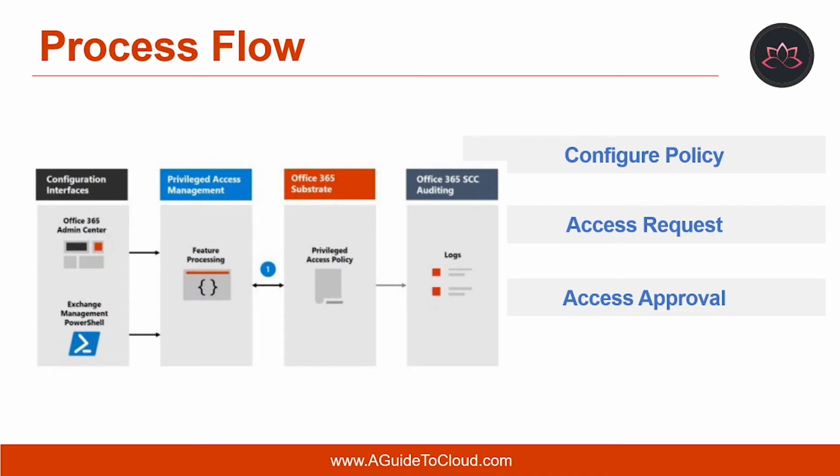And the fourth and final step is access processing. For an approved request, the task is processed by Exchange Management Run Space. The approval is checked against the privileged access policy and processed by the Office 365 substrate. All activity for the task is logged in the Office 365 Security and Compliance Center.